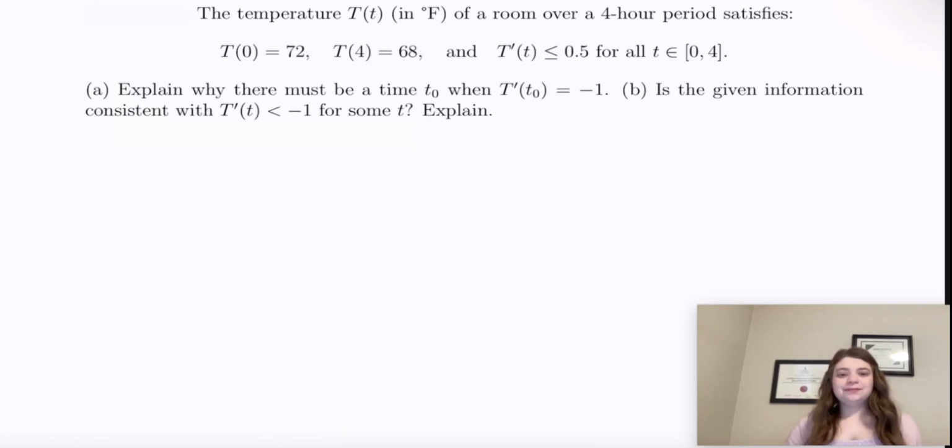All right, so the temperature T of t in degrees Fahrenheit of a room over a 4-hour period satisfies T of 0 is equal to 72 and T of 4 is 68, and the derivative of T is less than 0.5 on the interval. Explain why there must be a time t naught when T prime of t naught must equal -1. So here they're saying explain why at some point the rate of change must have been -1.